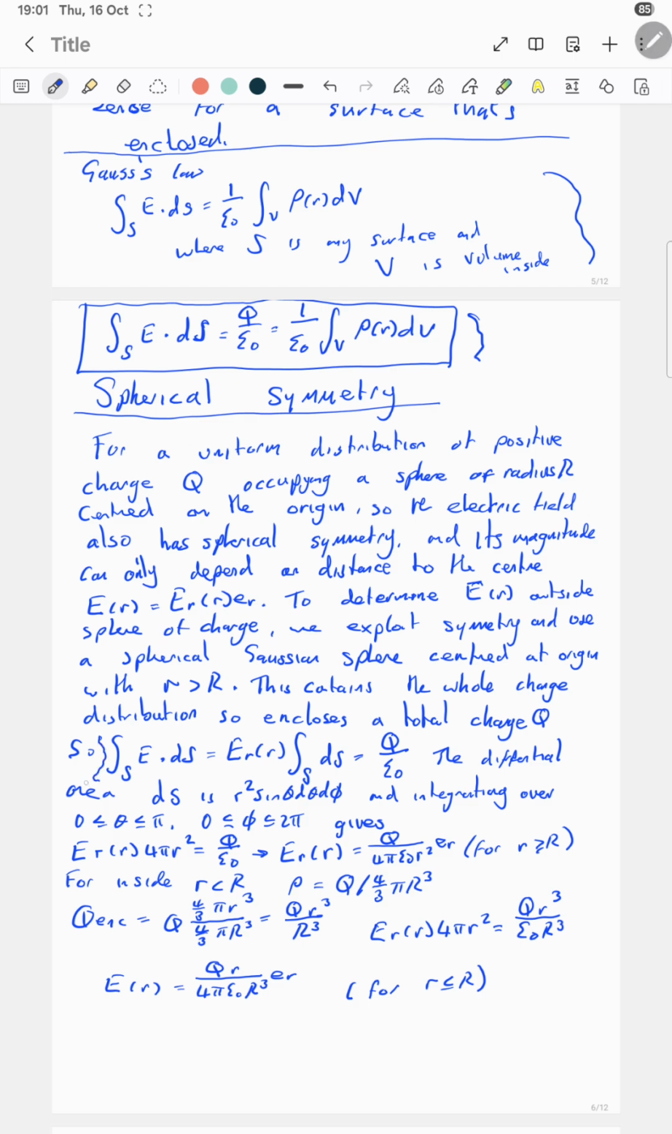So, this gives us Gauss's law. The differential form, dS, is the differential area, and integrating over this through 0 to pi and 0 to 2 pi gives this. And now for inside the sphere, where lowercase r is less than uppercase R, rho equals the charge density. So we're just dividing by the volume, and we come to this with the directional vector e_r.